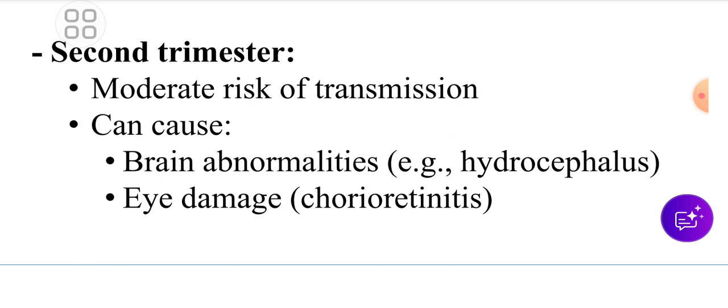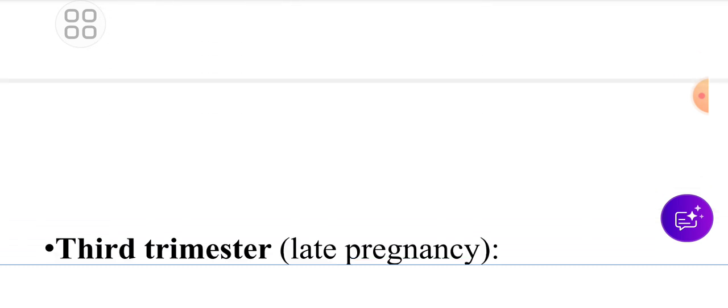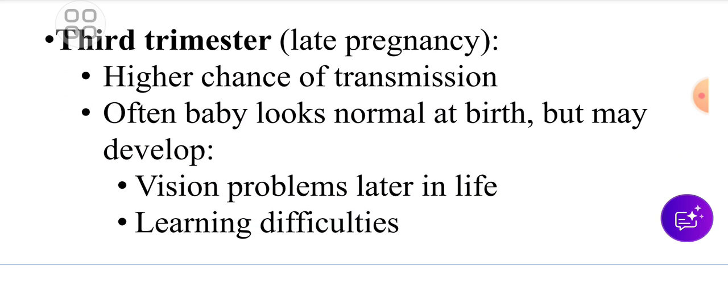In the second trimester, if the infection takes place, the risk of transmission is moderate, but can cause brain abnormalities like hydrocephalus, eye damage, chorioretinitis. In the third trimester, that is to say the late pregnancy, the chance of transmission is high. Often, the baby looks normal at birth but may develop visual problems later in life and learning difficulties.